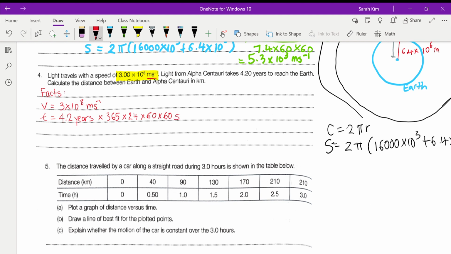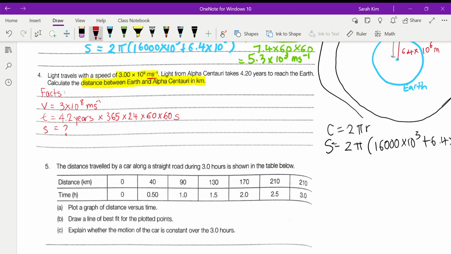That's a long one. Next, what we are trying to find is the distance between Earth and Alpha Centauri in kilometers. So technically we could have converted everything to kilometers per hour and then kilometers, but we're just going to leave it for now and we can convert it back later. It's just good practice. Alright, so what we're trying to find is the distance.